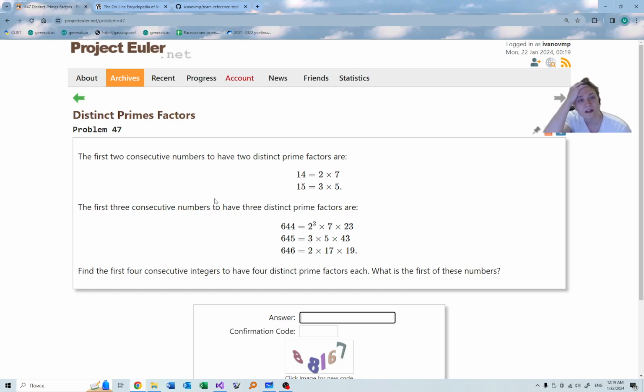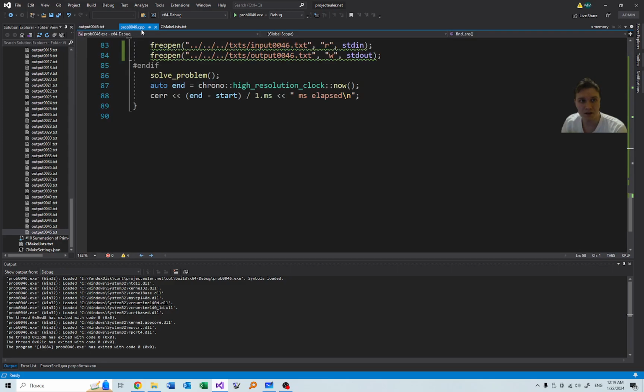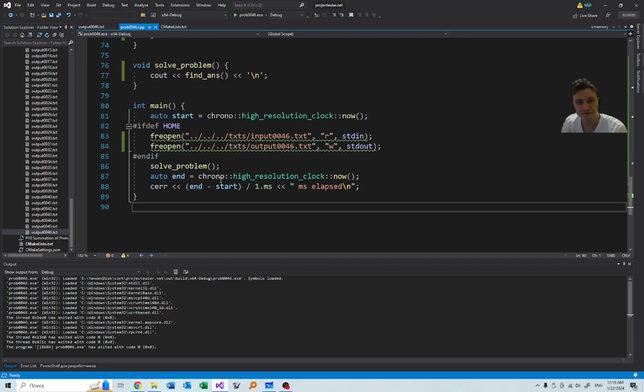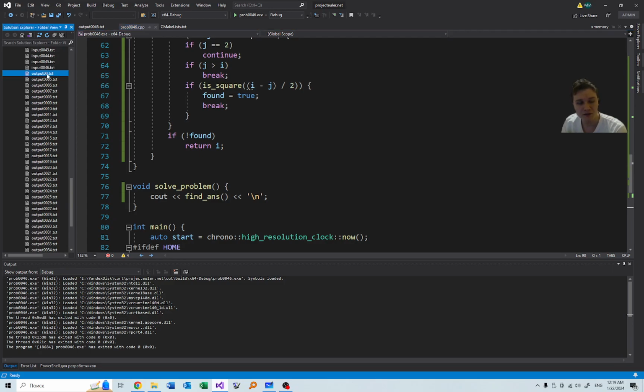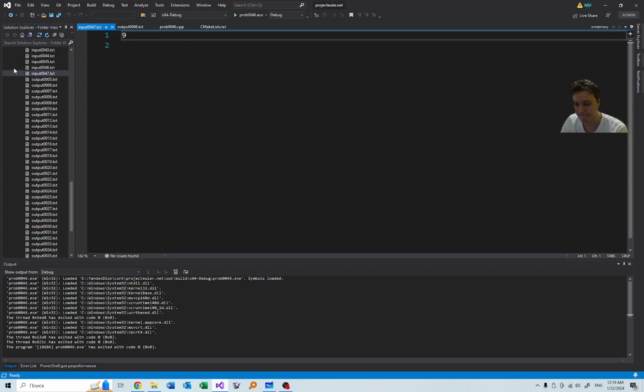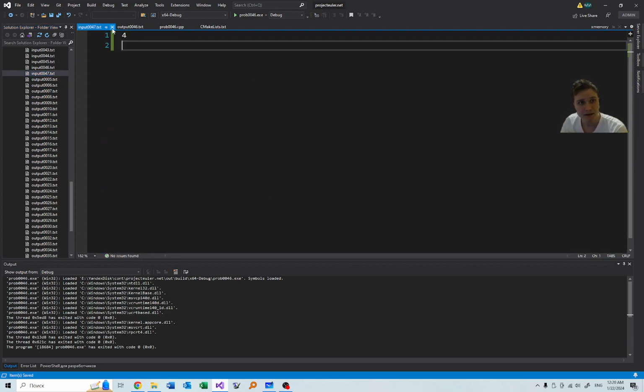Distinct prime factors. The first two consecutive numbers to have two distinct prime factors are 14 and 15. The first three are these. Find the first four consecutive integers to have four distinct prime factors each. What is the first of these numbers? Okay. So the input is simply number 4. So this is the first thing.